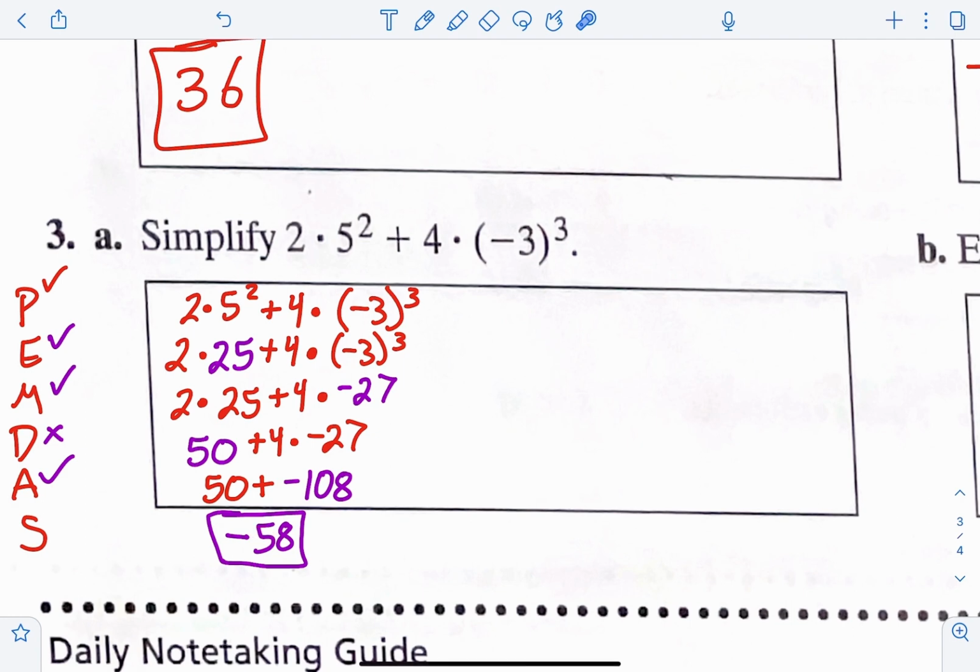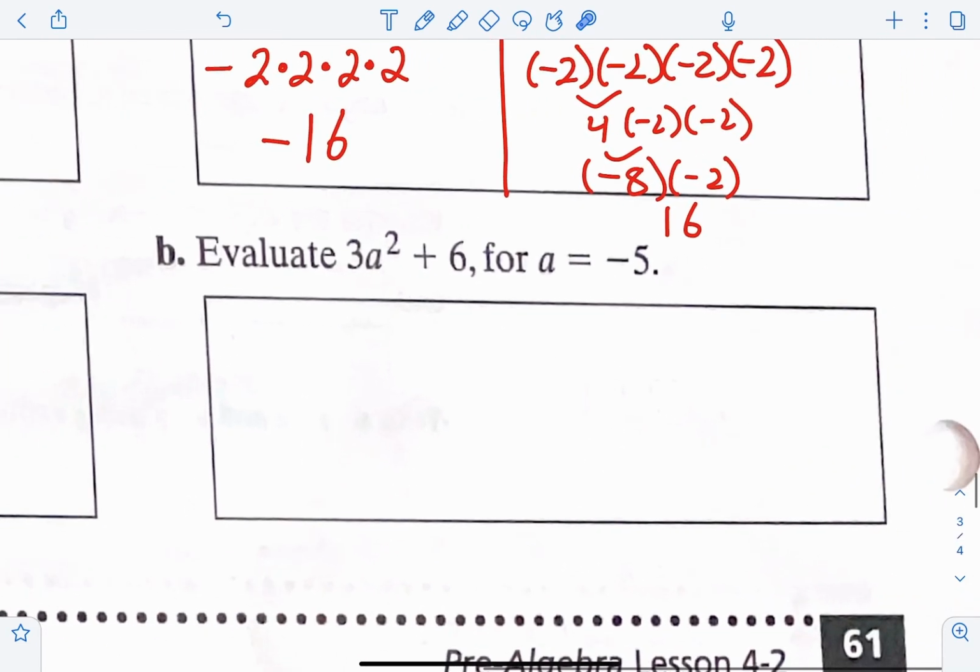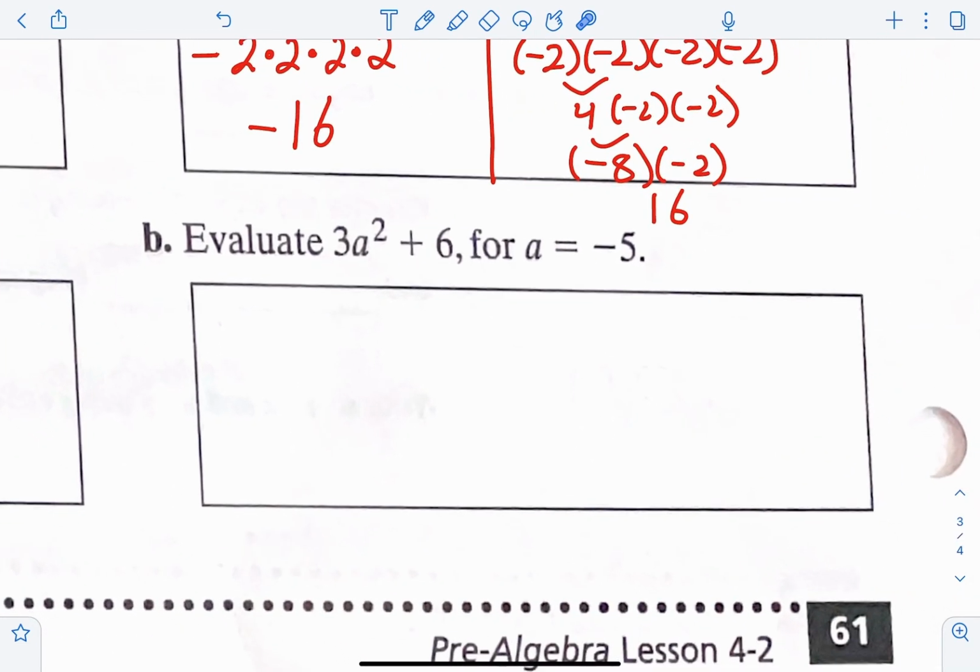All right, so I'll help you set up B, and then you're going to do B on your own. So it says 3a to the 2 plus 6 for a equals negative 5. So you're going to want to do it like this. 3, in parentheses, you're going to put negative 5 to the 2, because we took that a and we put the negative 5, plus 6. Okay, so go ahead and pause your video and solve this, and then I'll go over it.